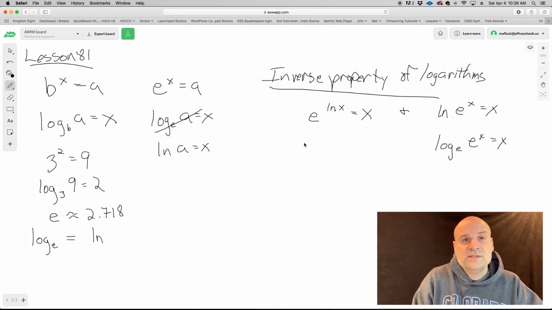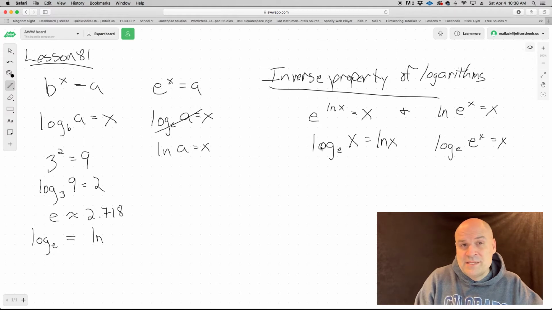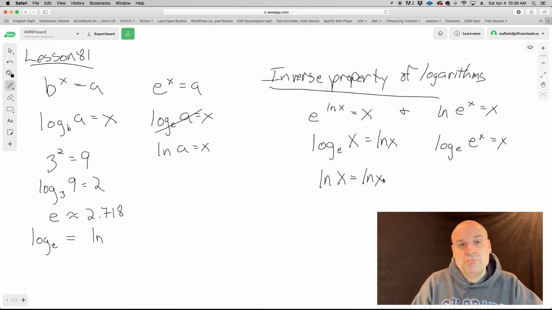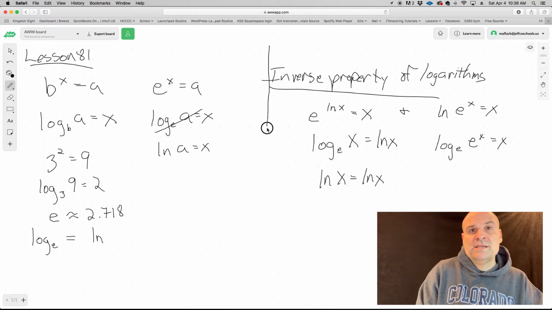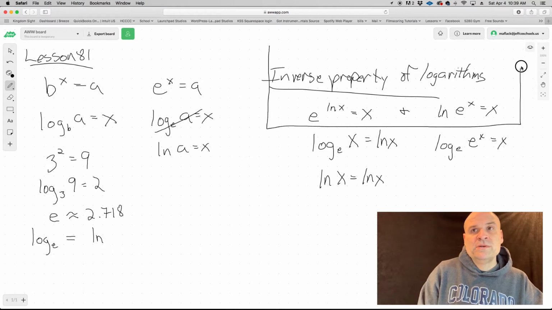Let's just convert this to a logarithmic function. Log base e of x equals natural log of x. That's what that's saying. Well, log base e is just natural log, so natural log of x equals natural log of x. That makes sense. This is the inverse property of logarithms right here.